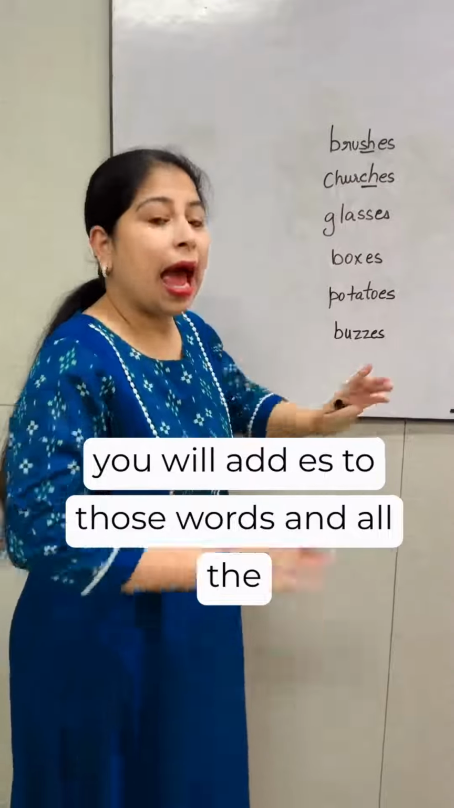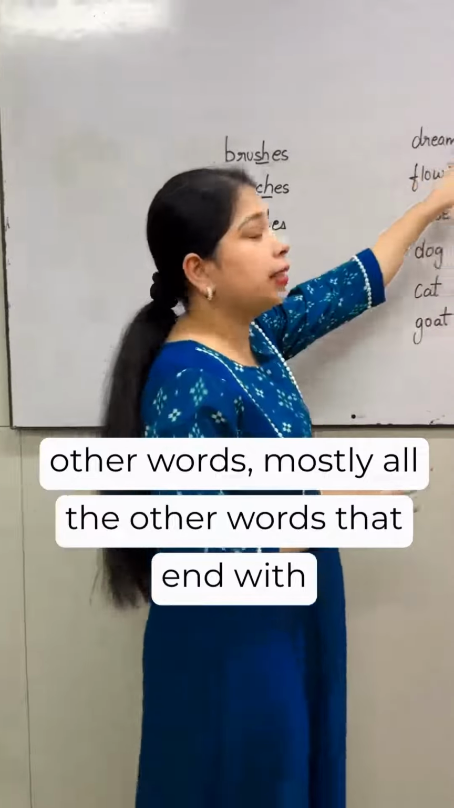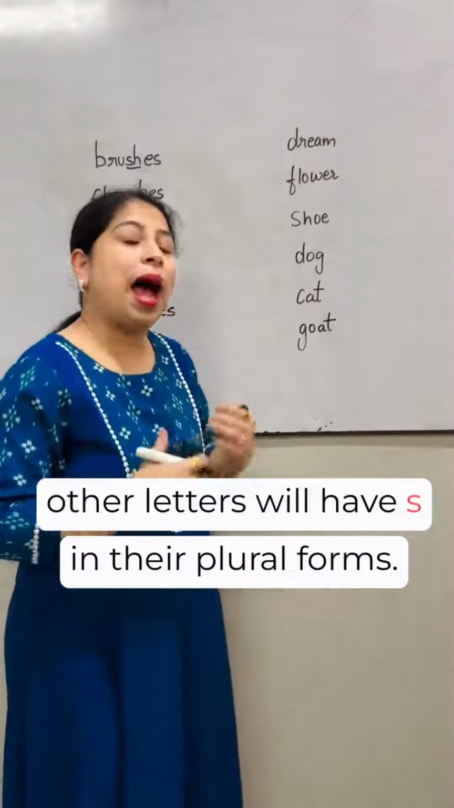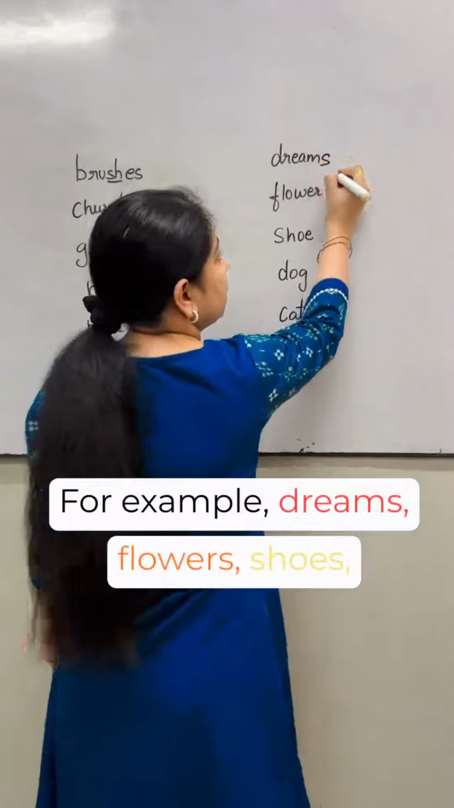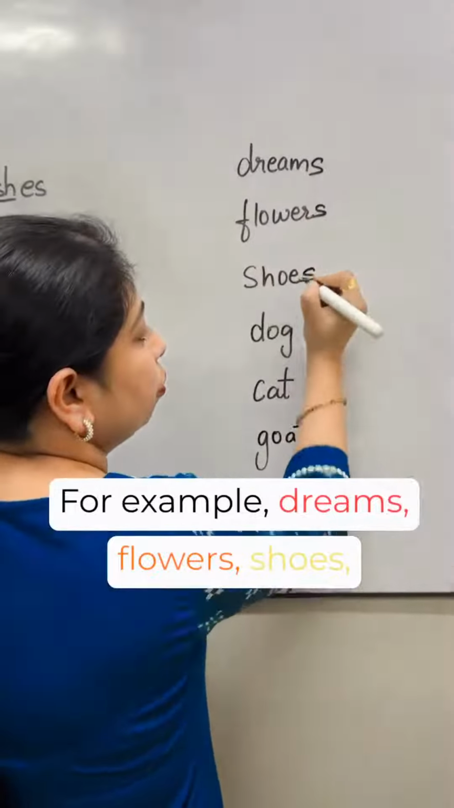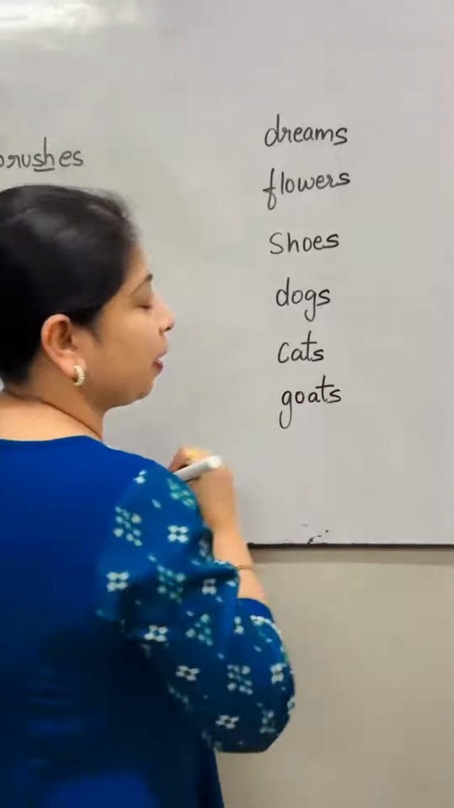to those words, and all the other words, mostly all the other words that end with other letters, will have S in their plural forms. For example, dreams, flowers, shoes, dogs, cats, goats.